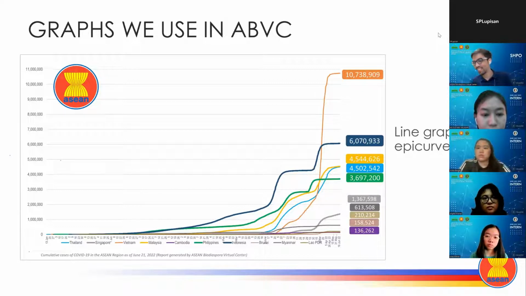Are you reading our situational report? You need to update yourself so that when you're asked about the status of our case fatality rate, you can answer. Before the pandemic, around 2020, the case fatality rate of COVID-19 was around 3%. During that time, the Philippines was at 6%.